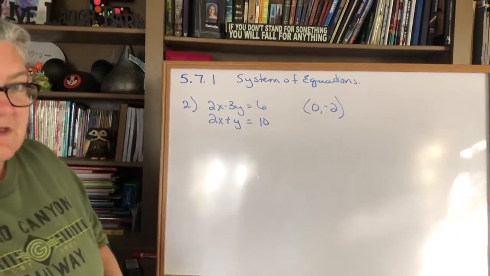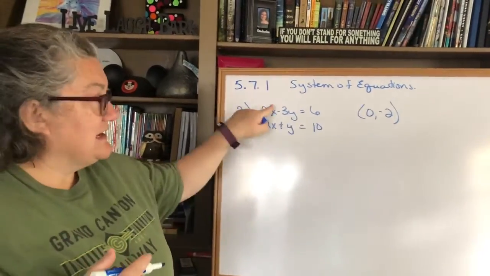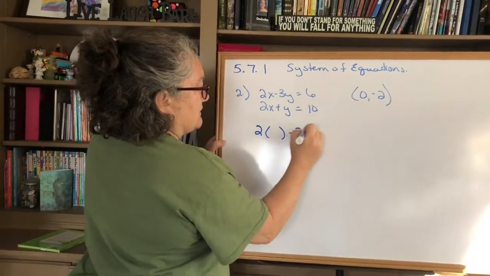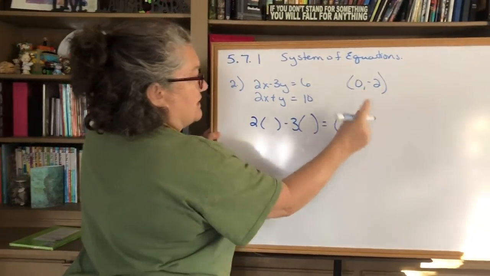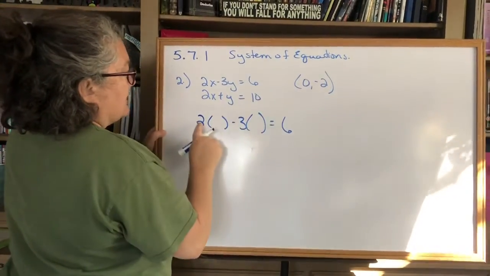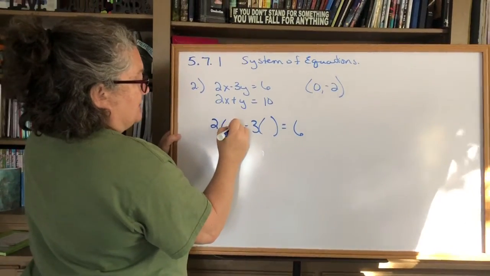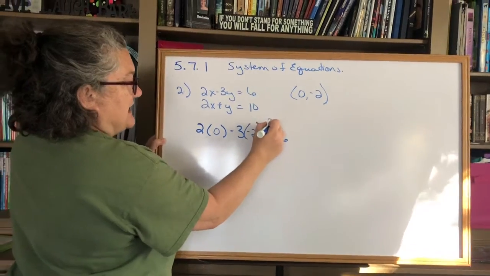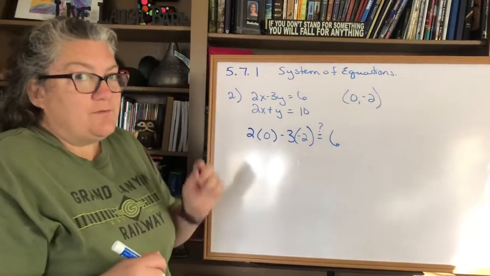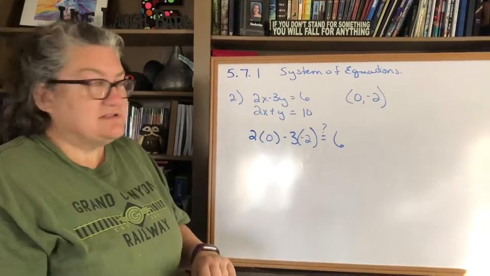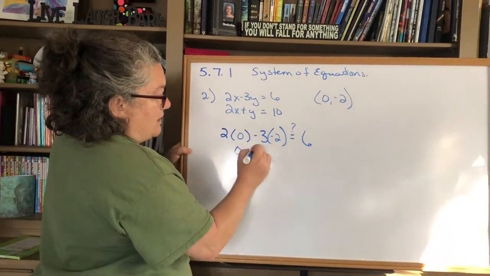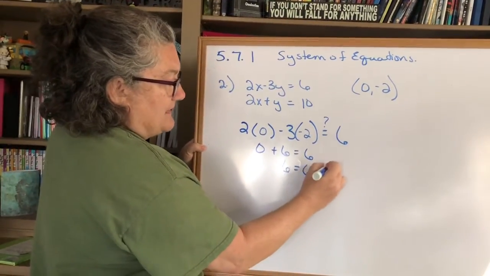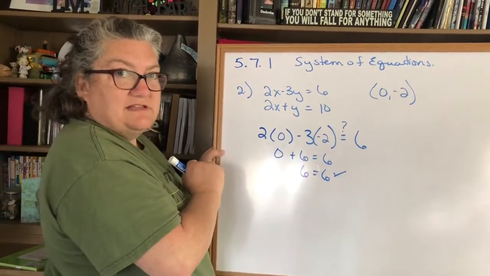So how are we going to check it? We're going to check it by plugging that into both of these. The first one is 2 times x minus 3 times y equals 6. Remember, this is x and this is y. So this is 2 times 0, minus 3 times negative 2, equals 6. Is that true? If it's not true for both, then it's not a solution to the system of equations. So this would be 0 plus 6 equals 6. Does 6 equal 6? Yes. So that one's correct. So that's the first one.